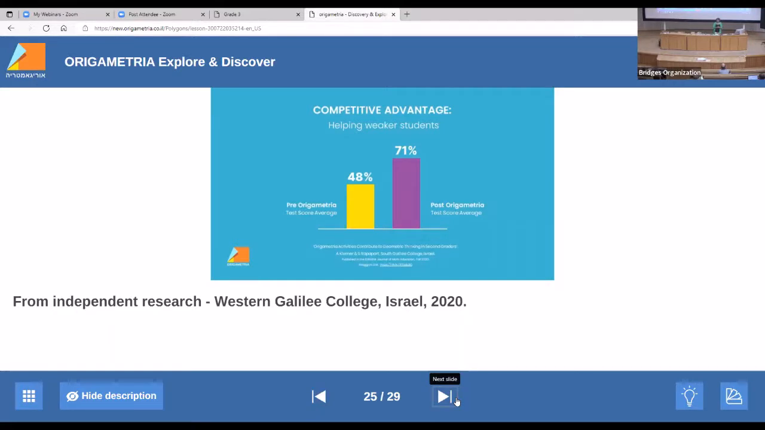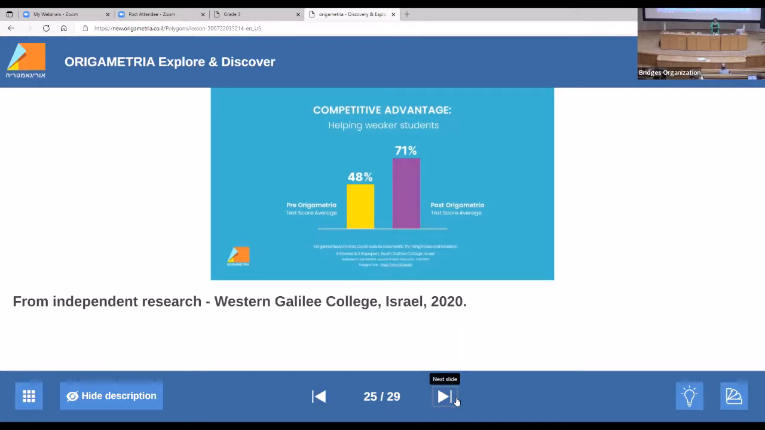What she did, she did it before COVID. She took a weak group and a strong group. The control group was the strong group. It was about 71%, and the weak group was about 48%. She used a few populations, Arabs and Jewish. And she saw after a very short time, the weak group had the same result as the strong group by studying with Origametria. So it reduced the gap between the strong and the weak.